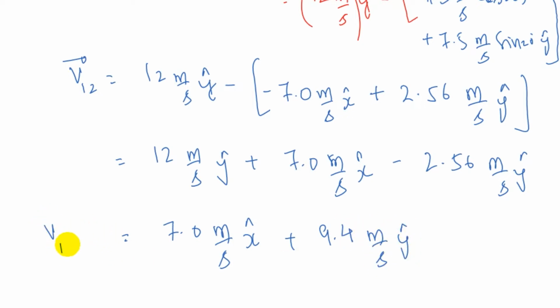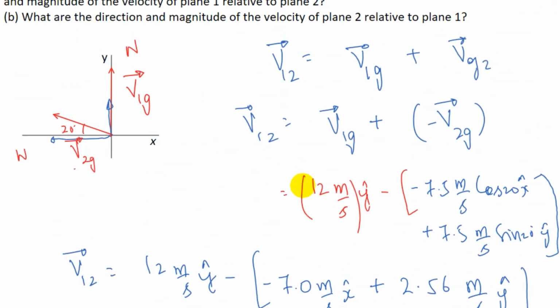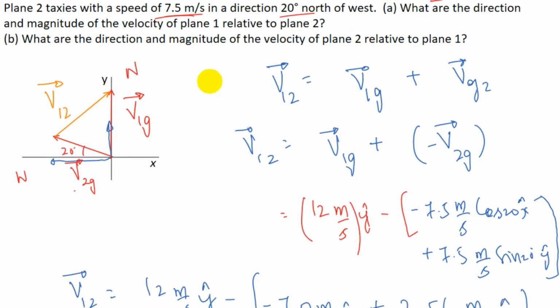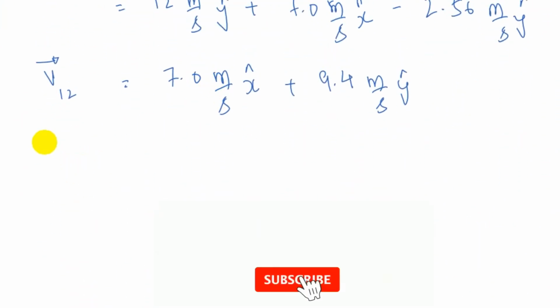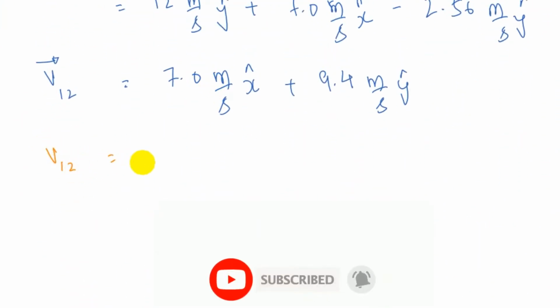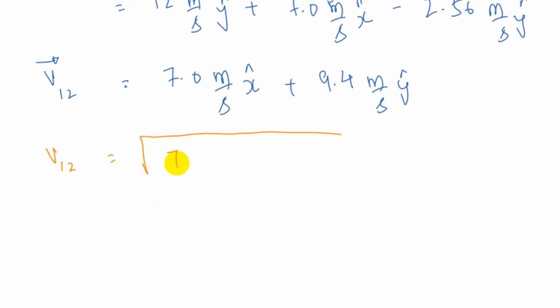So this is the velocity V12, and if you wish I can also represent it on the vector diagram. This will be V12. Now we need to find the direction and magnitude. Magnitude is pretty simple. V12 would be the square root of the x component squared plus the y component squared. The x component we have is 7.0 squared, plus the y component 9.4 squared. So we'll get this value to be nearly 12 meter per second. So this would be the answer for its magnitude.